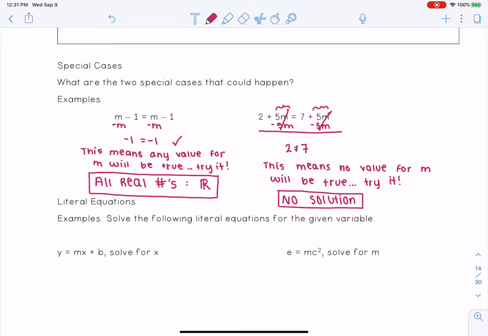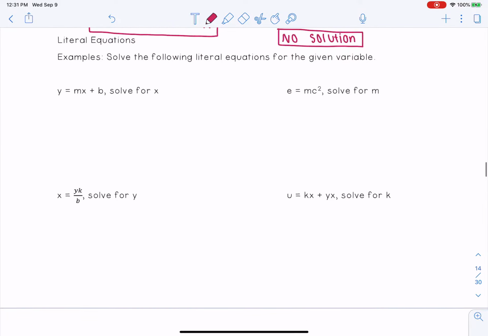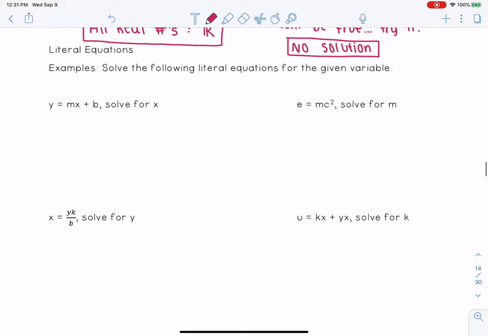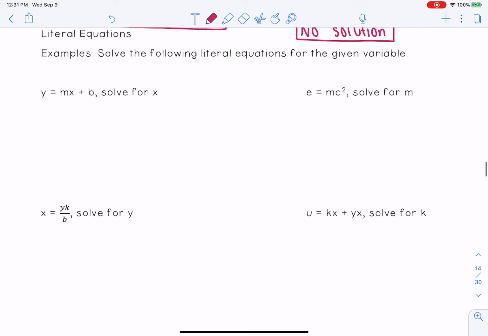Now we get to this thing called literal equations. Literal equations are solving for some variable where there's basically all variables involved. This happens a lot in physics when you're trying to solve for one variable or the other. Maybe distance, maybe time, right? So we're going to solve these the same way that you've always solved them. It's just that you can't really simplify them.